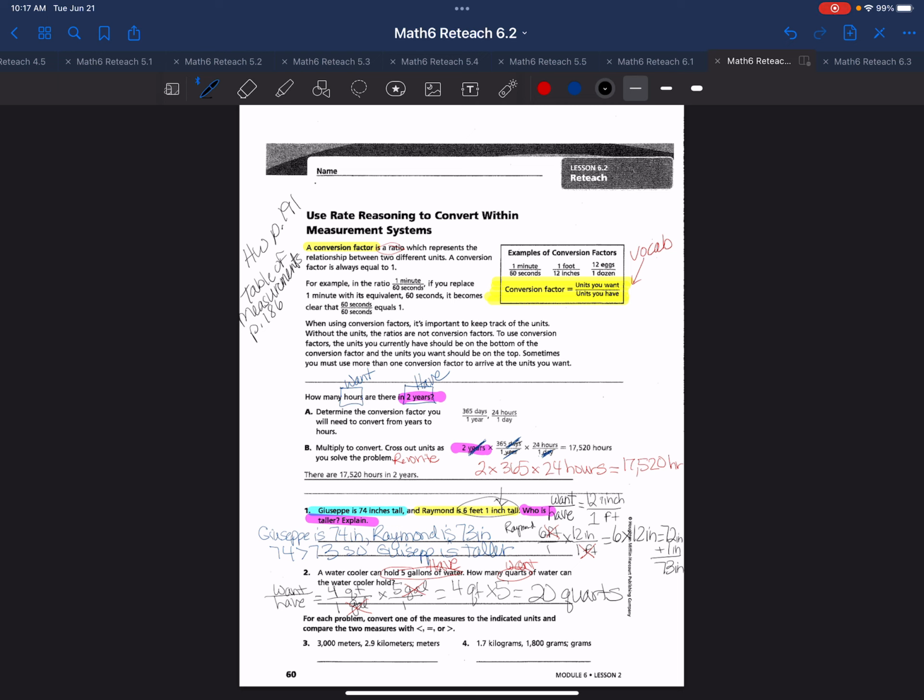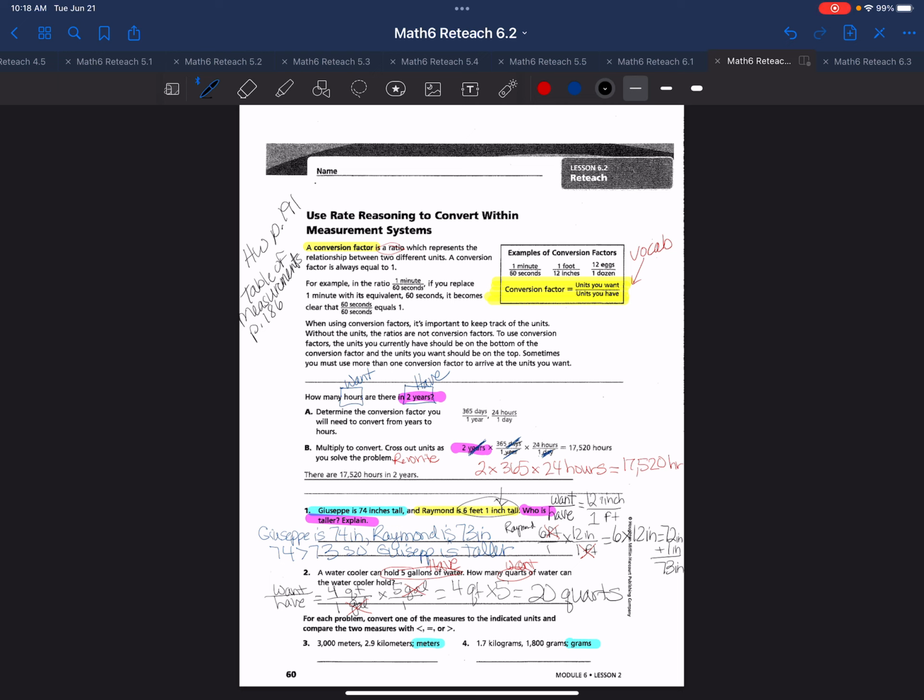For the last problem, it says for each problem, convert one of the measurements to the indicated units and compare the 2 measurements with a greater than, equal to, or less than sign. So the indicated measurement here is given at the end of the problem. So the first one, the indicated one, it means I need to convert everything to meters.